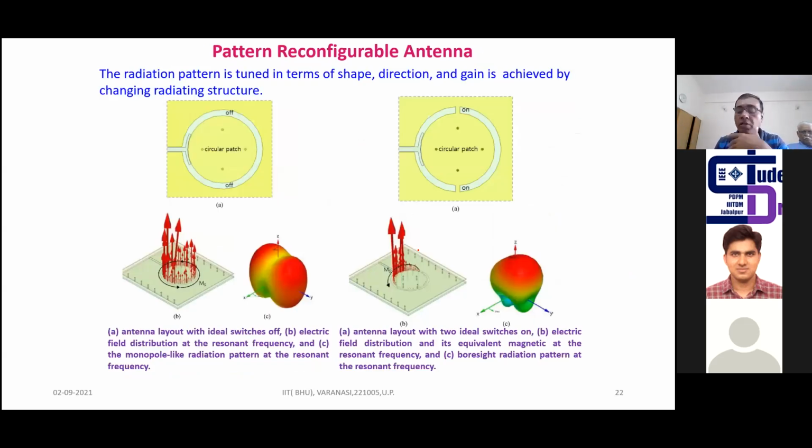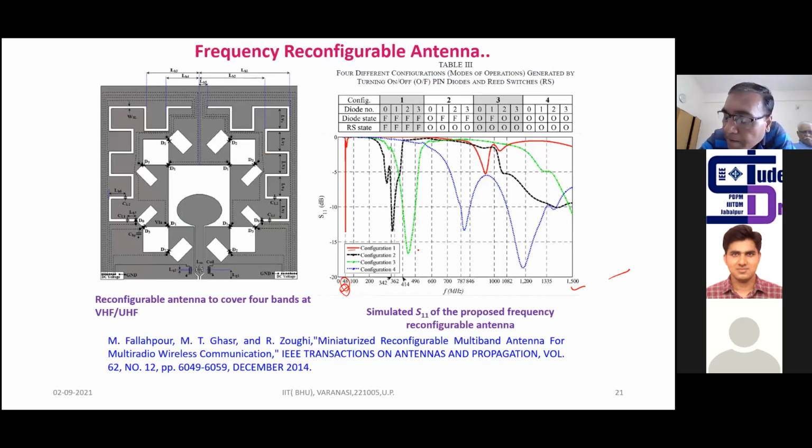Sir, one doubt. The PIN diode has inductance and capacitance, and the on state and off state conditions are different. So how can we overcome, or neglect, the effect of the inductance or the capacitance of the PIN diode?